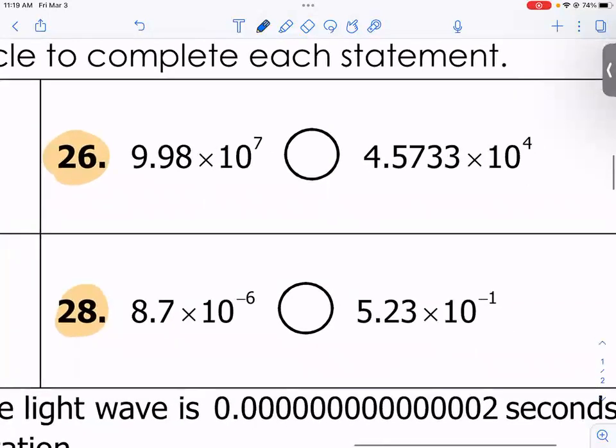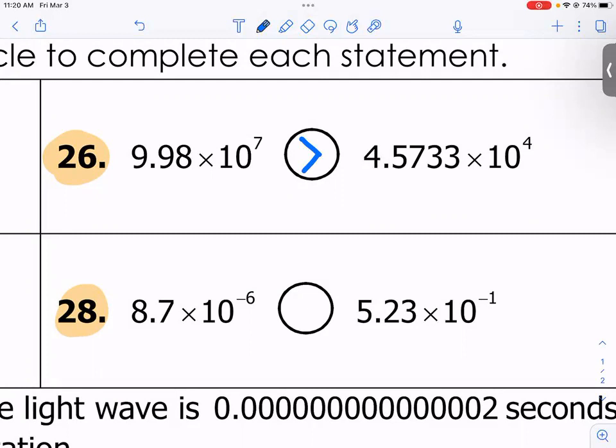Okay, in number 26, Bella, which one's bigger? The one on the left or the one on the right? The one on the left. Tyler, why? Okay, we have 10 to the 7th versus 10 to the 4th.